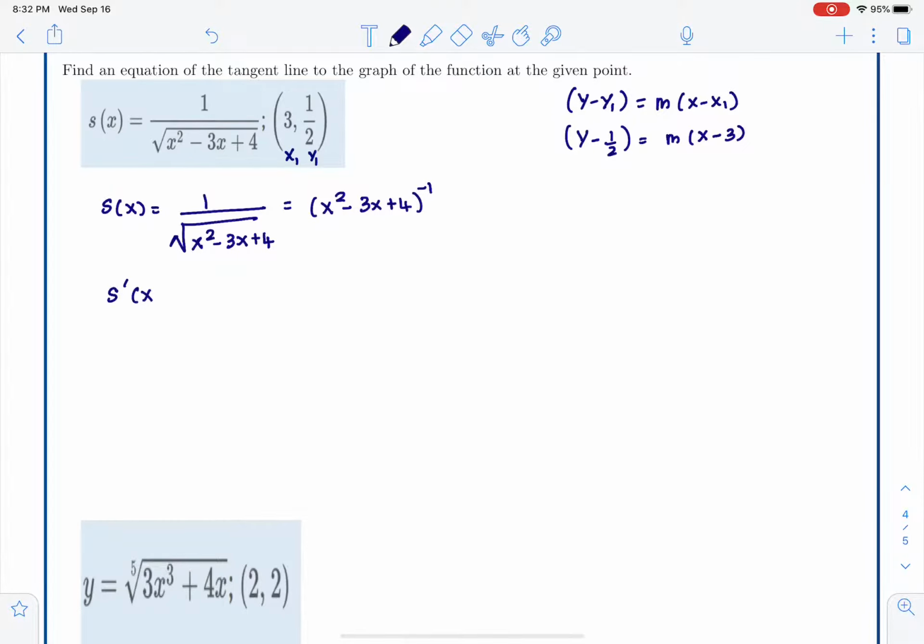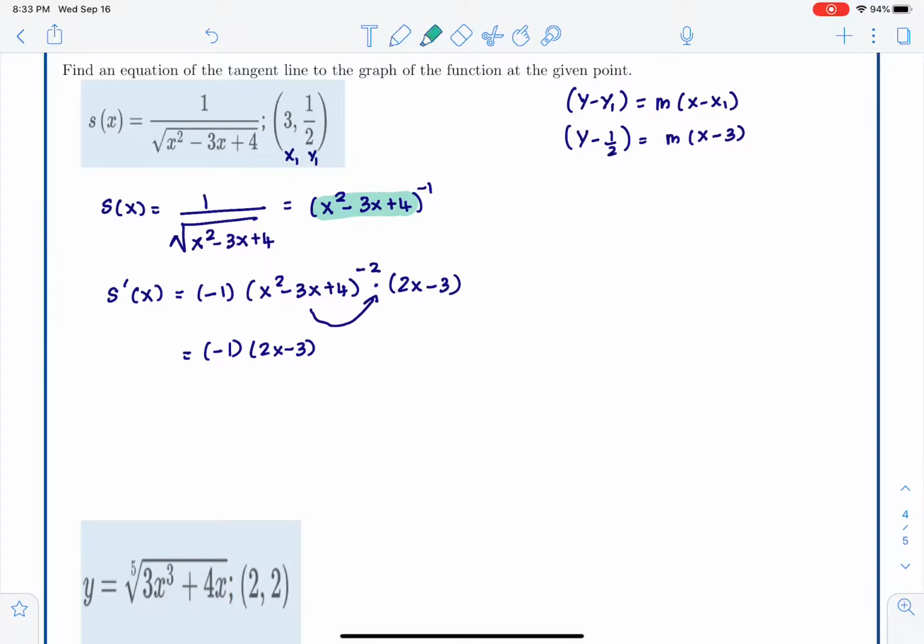S prime of x, we will treat whatever is inside the parentheses as x, which would then be minus 1, x squared minus 3x plus 4, minus of minus 1, which is minus 2. But since we don't have x, rather we have x squared minus 3x plus 4, we have to multiply by its derivative. The derivative of x squared is 2x, and the derivative of minus 3x is minus 3. So we have minus 1 multiplied by 2x minus 3.